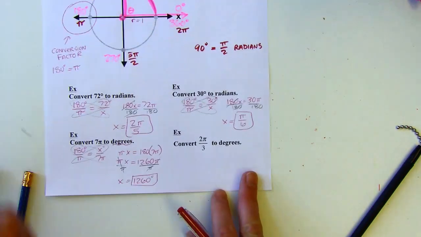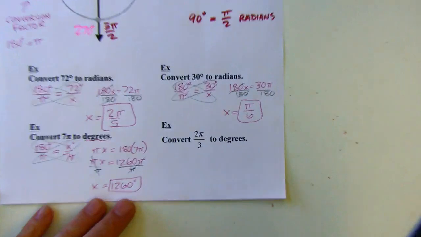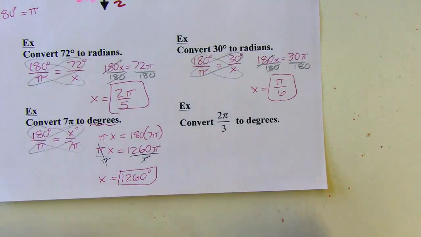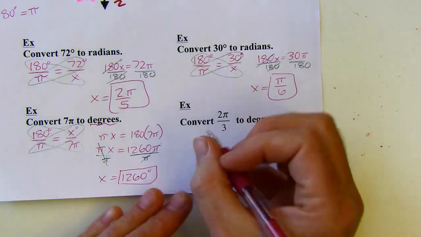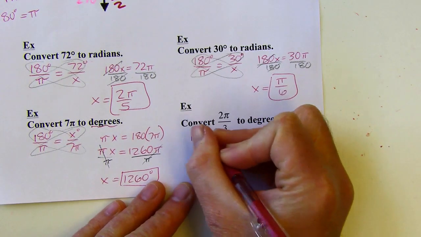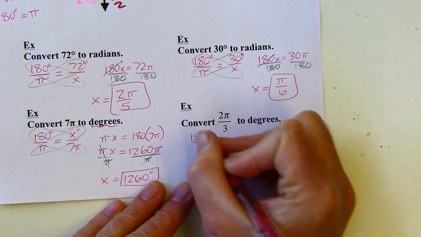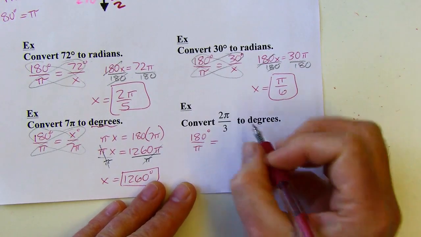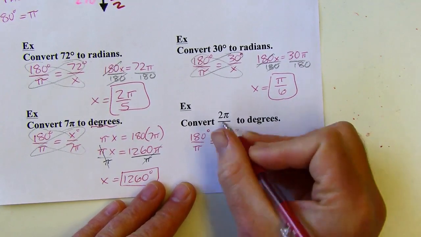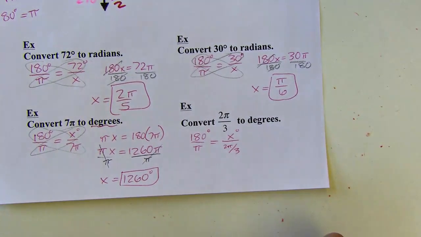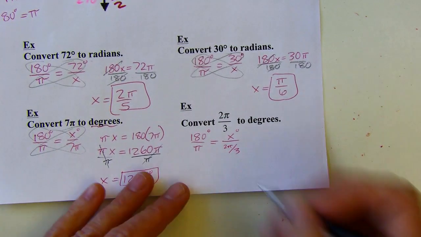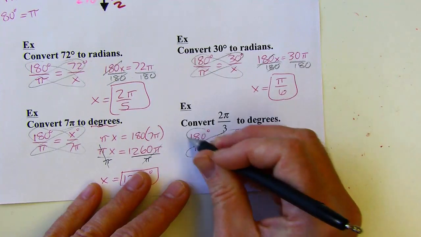Okay. All right. So let's try 2 pi over 3. We're going to convert this. This will sometimes throw people off just because we've got a fraction, but the method is just the same. 180 degrees is to pi, as I don't know how many degrees is to 2 pi over 3. Okay? All right, so I'm still going to cross multiply, like so.